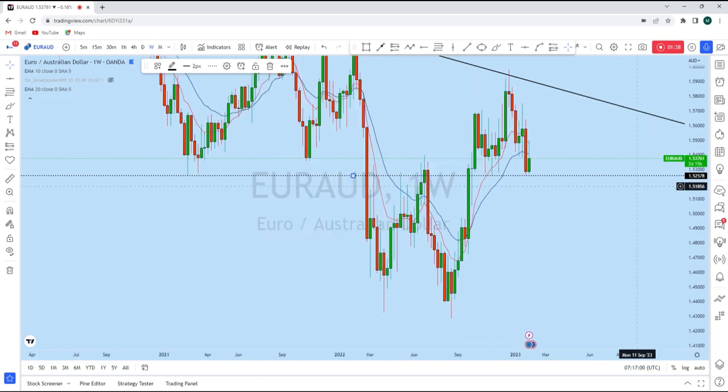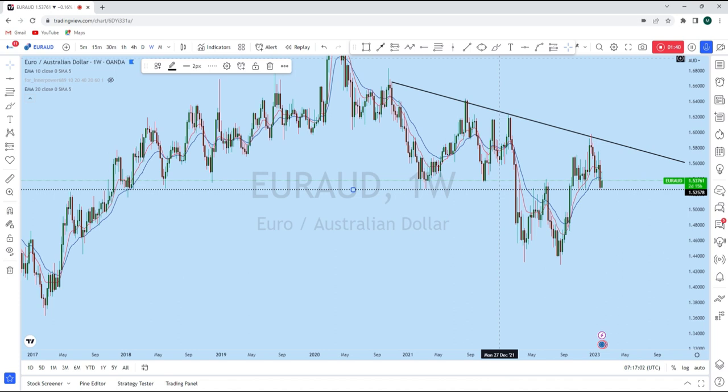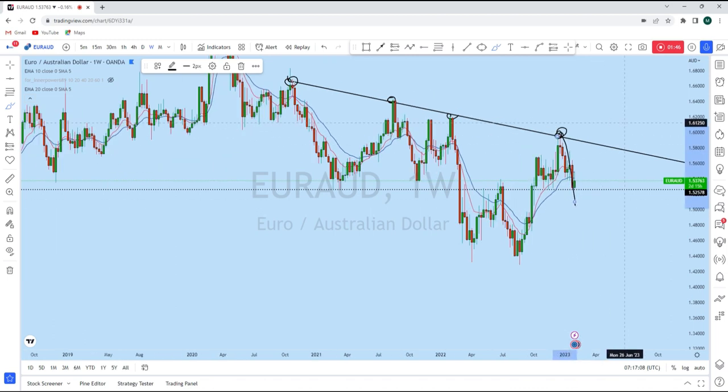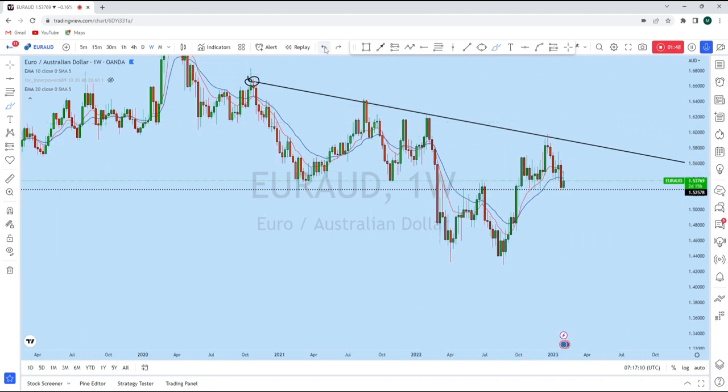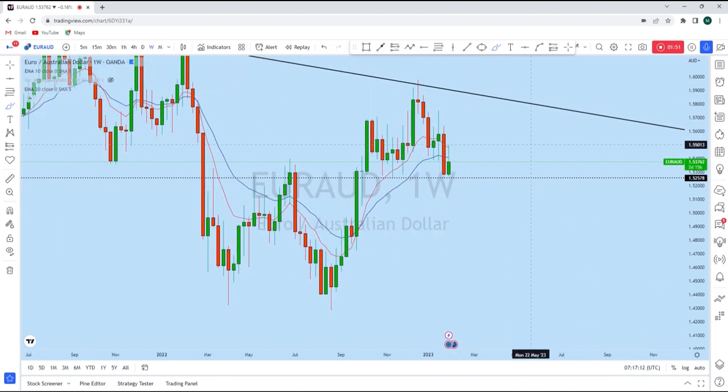If we look at the weekly time frame to see how the price action is forming, from the weekly perspective we see that at the same level the price was respecting this resistance, and from that same resistance we have seen a rejection. At the same time, a weekly head and shoulder has been formed here. This is the left shoulder, this is the head, and this is the right shoulder. With this strong bearish red candle, Euro AUD has broken down.